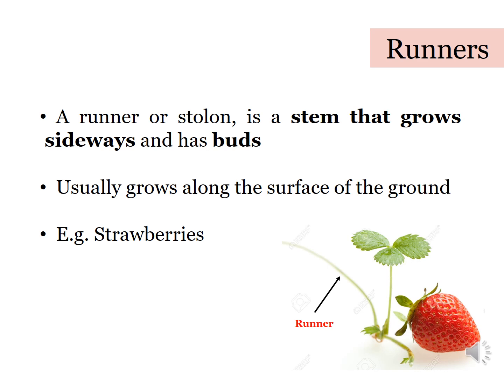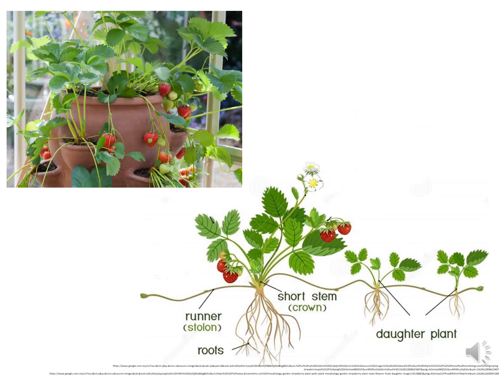Next is runners. This is also a stem, yet not underground, but grows sideways and has buds. The stem usually grows along the surface of the ground. For example, strawberries. So, runners are stems that grow on the surface of the ground and bud new daughter plants.